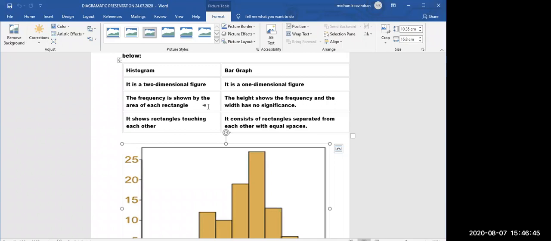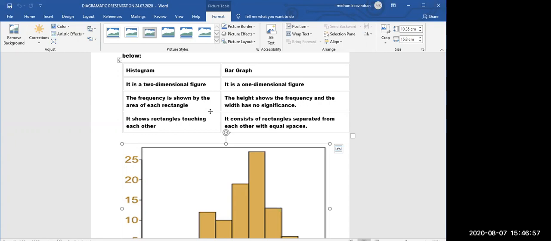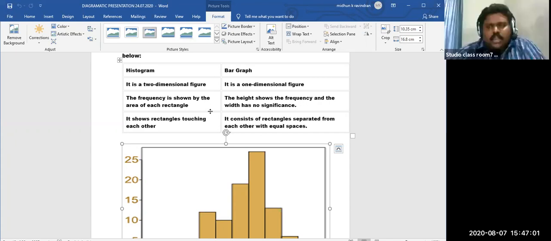What are the differences between a histogram and a bar graph? Just note down the question and learn it properly, class. Got the question? What are the differences between a bar graph and a histogram?